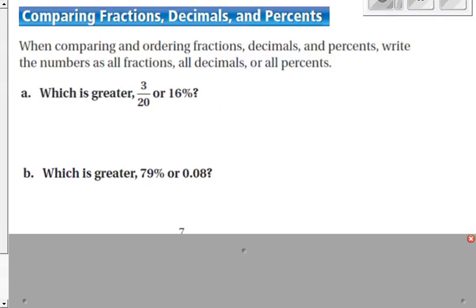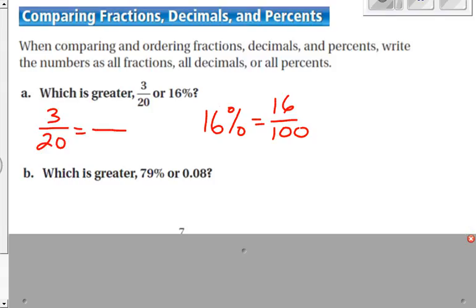The first problem says, which is greater, 3 over 20 or 16%? The easiest way to do this problem is to change them both into fractions. So we know 3 over 20 is already a fraction, and we have 16%. If you recall, percents are always out of 100. So we have 16% equals 16 over 100. So now we got to deal with 3 over 20, which we know they have to have common denominators.